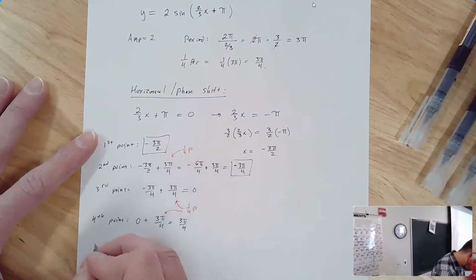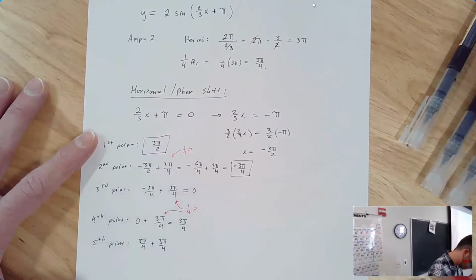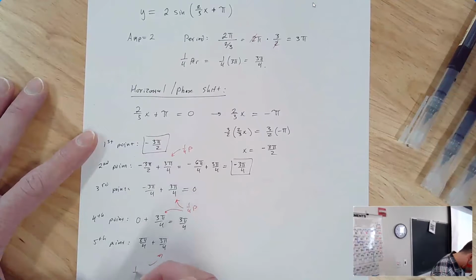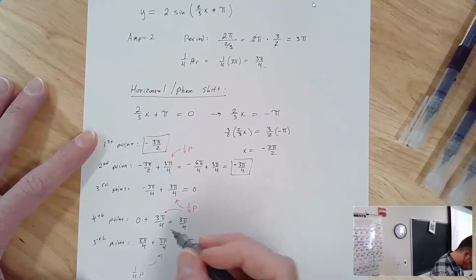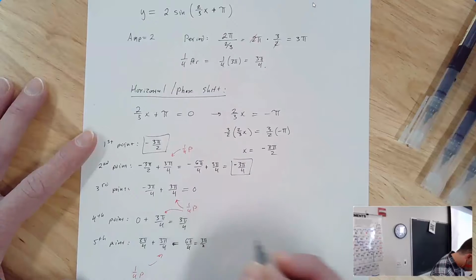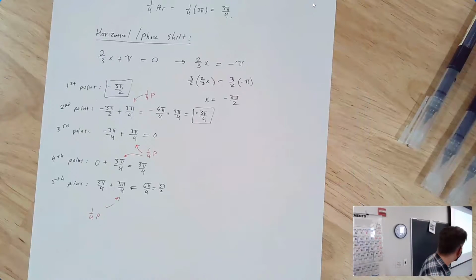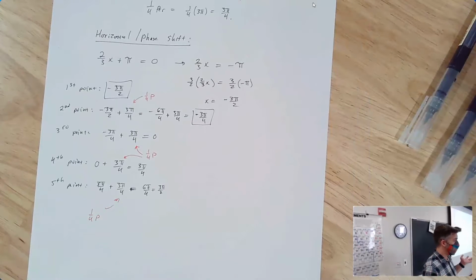And then finally, my fifth and last point is going to be 3 pi over 4 plus another 3 pi over 4, because I'm adding 1 more quarter. And we're going to get 6 pi over 4, which reduces to 3 pi over 2. So this one happens to be kind of extra nice in that it's kind of symmetric about the y-axis, right? You have a point, the origin, a point, a point.